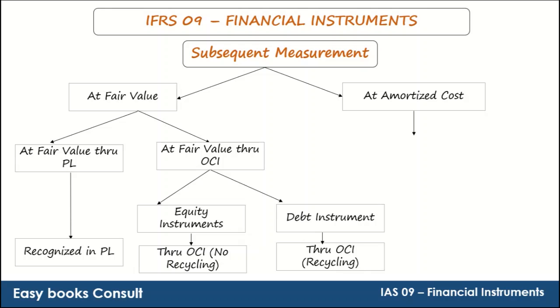The third category of the measurement is financial instruments measured at amortized cost. Here, the changes in fair value are not applicable. These instruments are measured at amortized cost, and foreign exchange differences and impairment related to the financial assets are recognized in profit and loss, and any interest income or expenses are recognized in profit and loss too. The effective interest rate method has to be used in these cases.